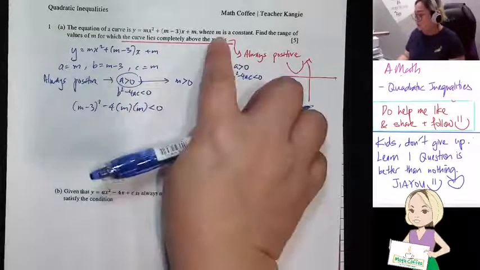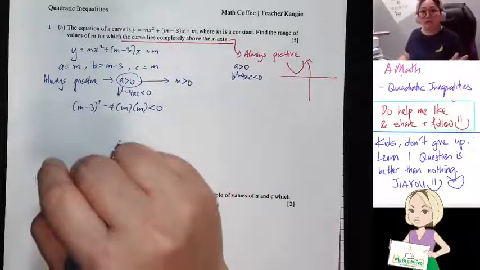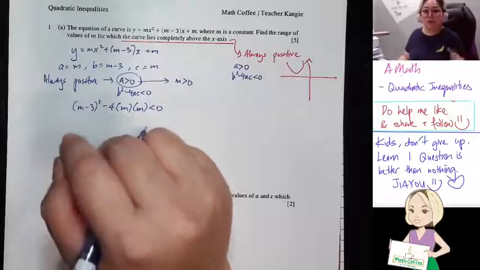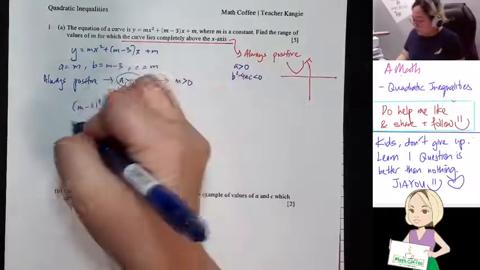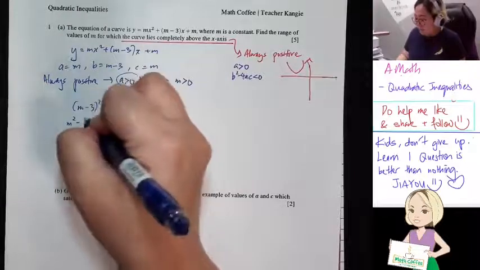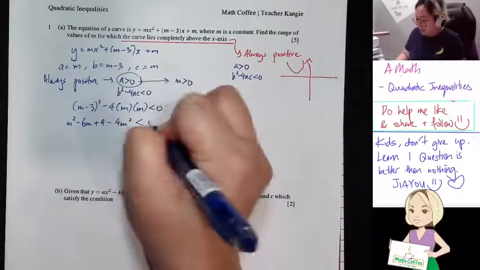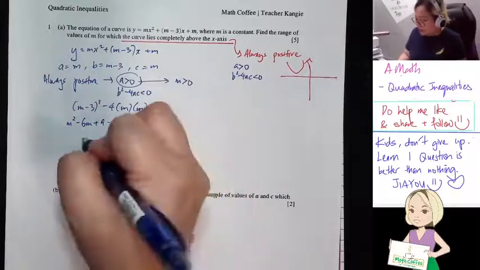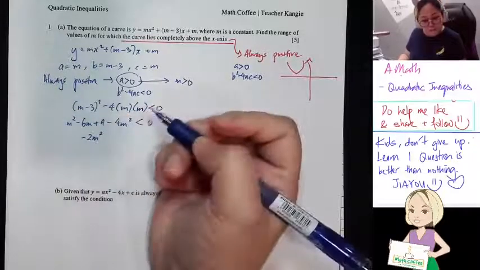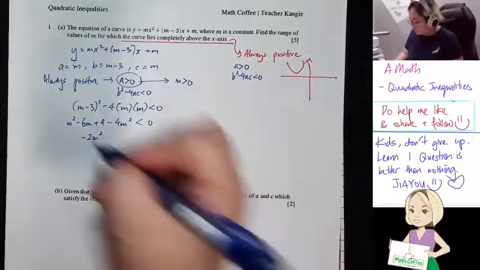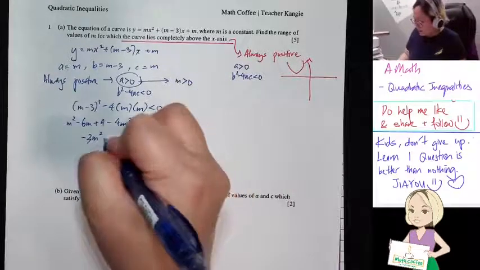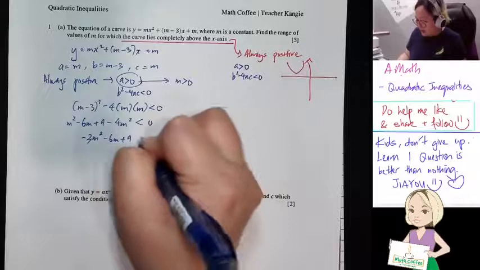They're just trying to tell you m is a number, that's all. M is a number, constant. That means it's a fixed number. So it is m squared minus 6m plus 9 minus 4m squared less than 0. So I end up having minus 3m squared minus 6m plus 9 less than 0.